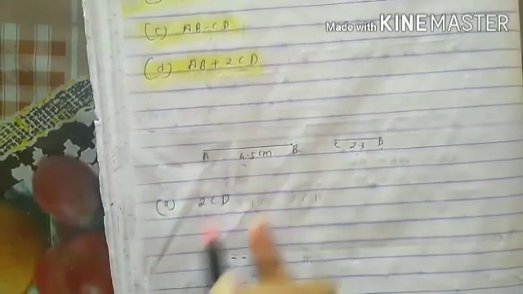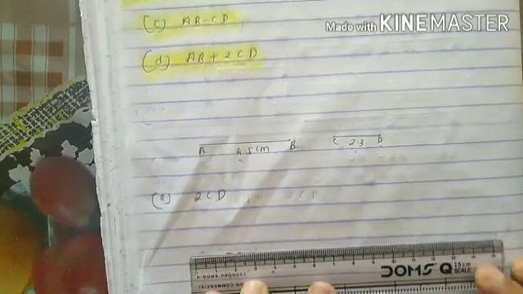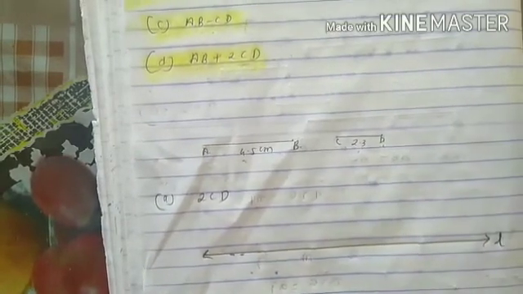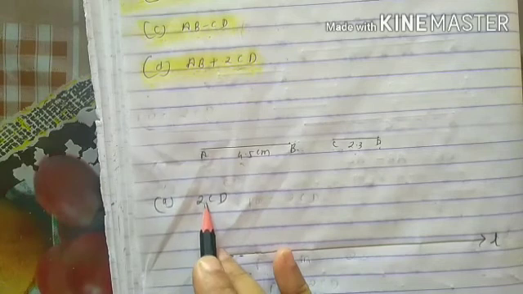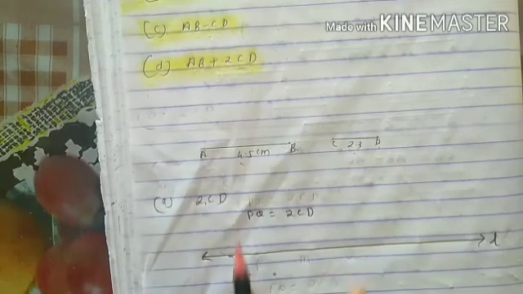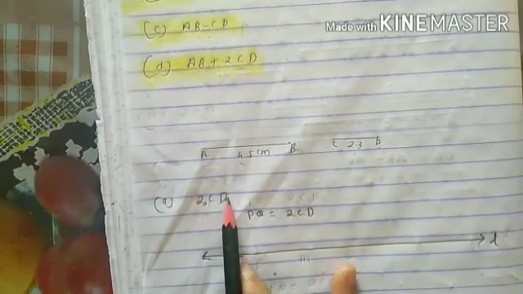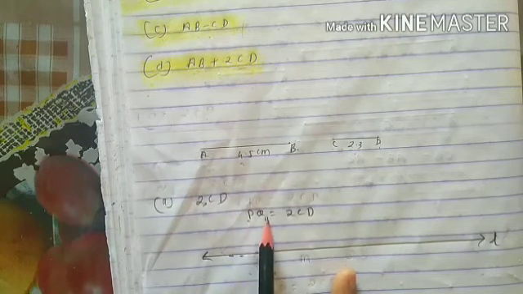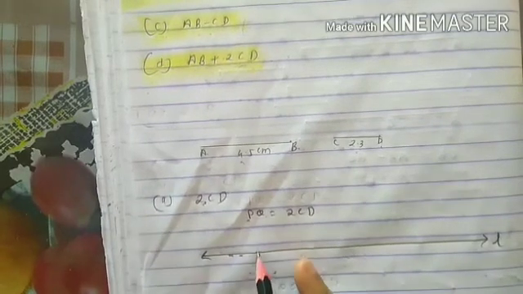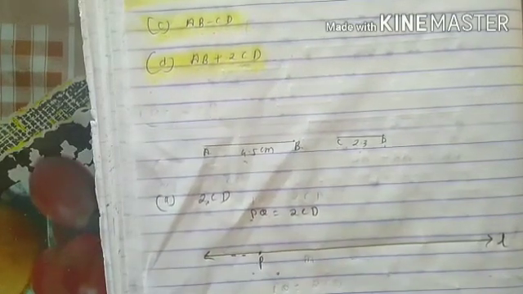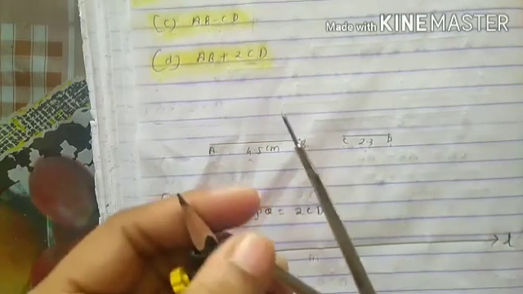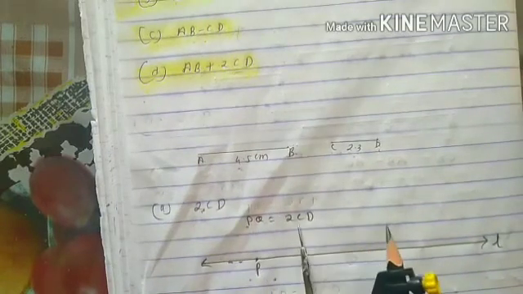Now, 2CD. So for this, construct a line L. So here we have to construct 2CD. So let us construct PQ is equal to 2CD. We have to construct another line segment which is equal to 2CD. So let us give it the name PQ. So PQ is equal to 2CD. So take a point P on line L. Now by using compasses, we'll construct PQ is equal to 2CD.